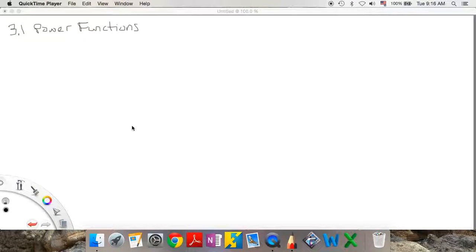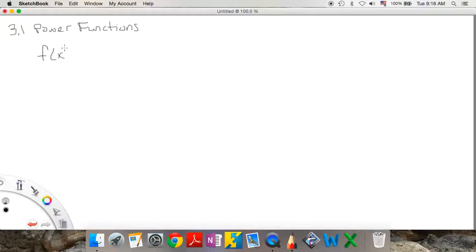Section 3.1 is power functions. Now, we've been talking about polynomials, and power functions are a bigger set that includes polynomials. So we're going to take a little side trip to talk about the power functions quickly, just to make sure you've got those.